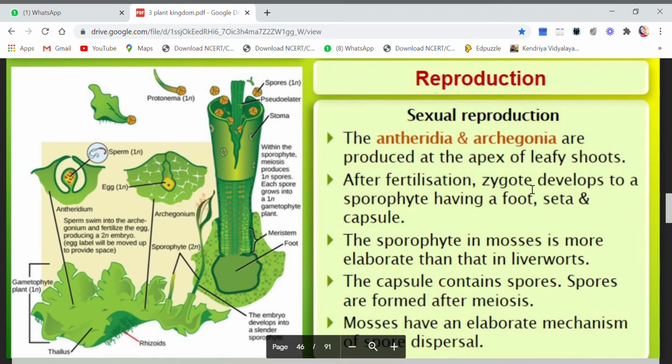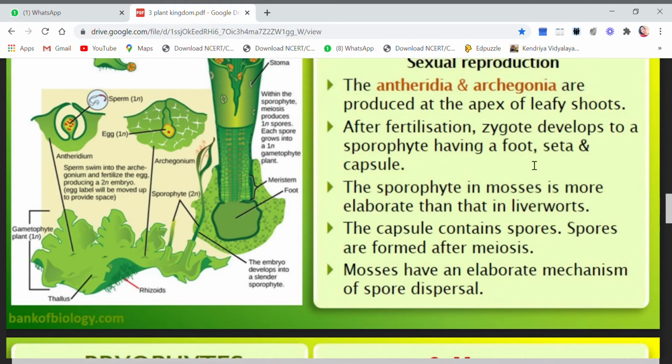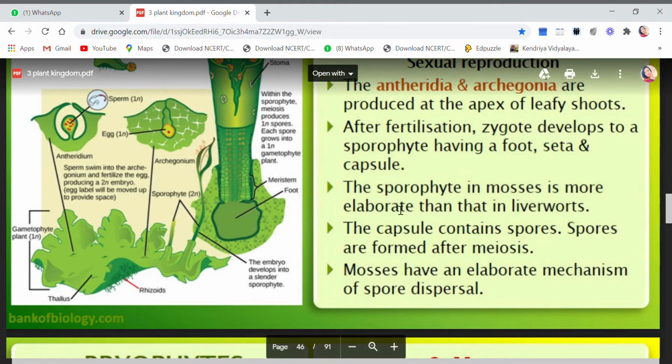Then comes sexual reproduction. As we have studied in bryophytes, sexual reproduction has two main parts, antheridia and archegonia, and they are produced at the apex of the leafy shoots. After fertilization, the zygote develops into a sporophyte, having again the same structures, foot, seta and capsule. The sporophyte in mosses is more elaborate than in liverworts. The capsule will contain spores, the same as there, that capsule was filled with spores.